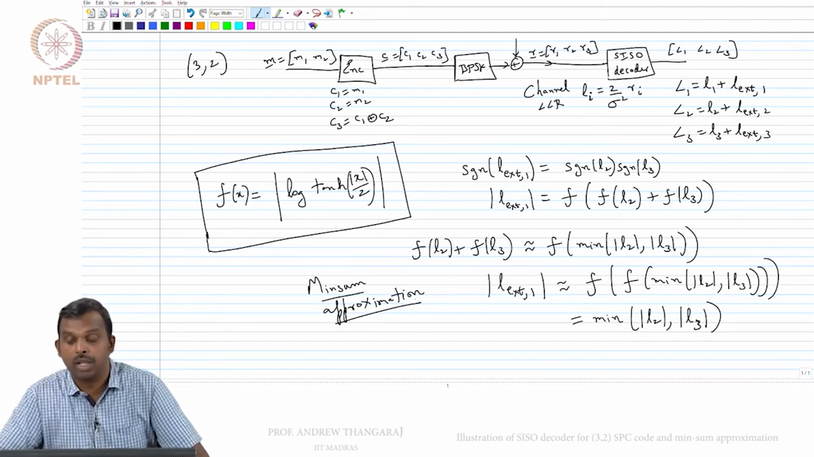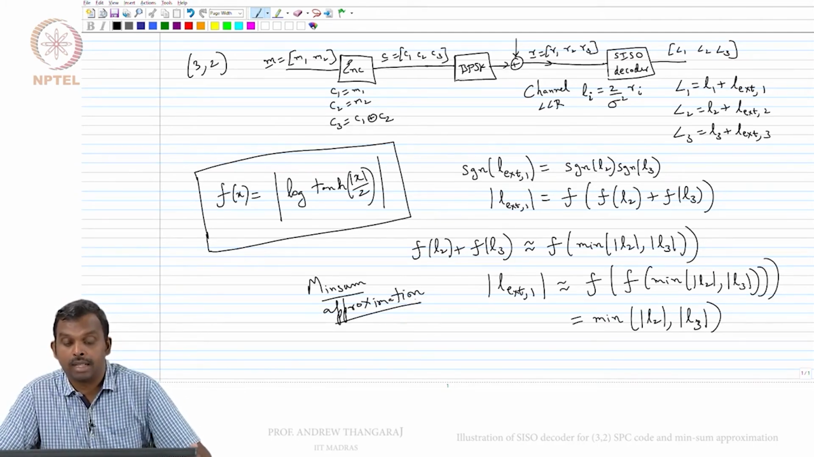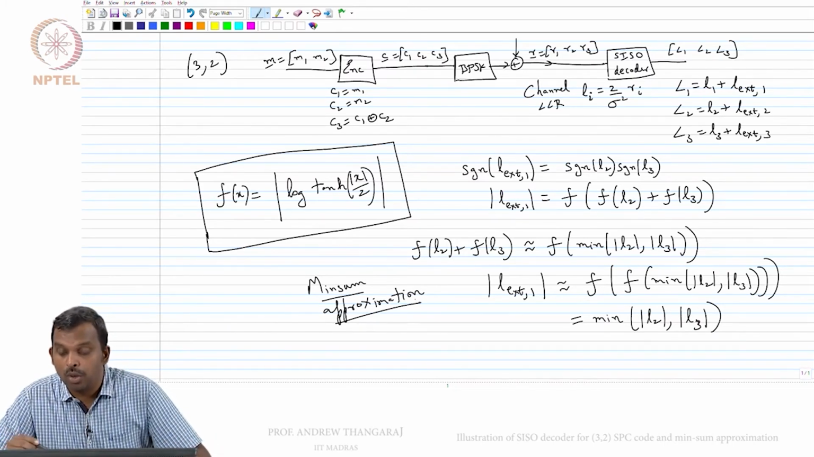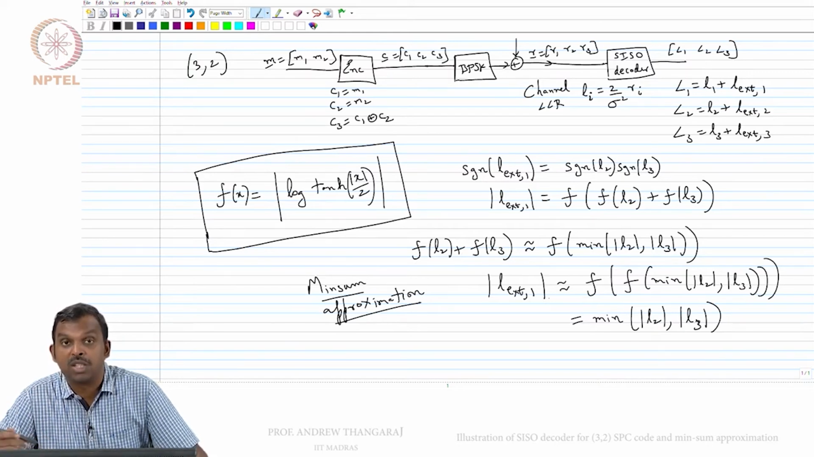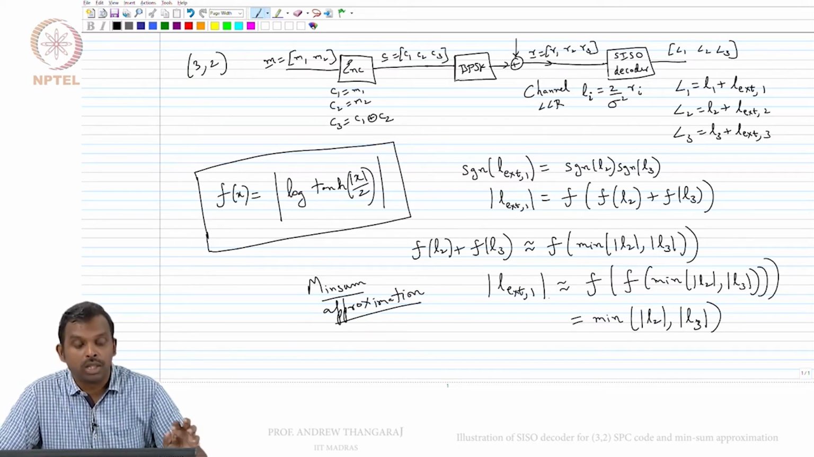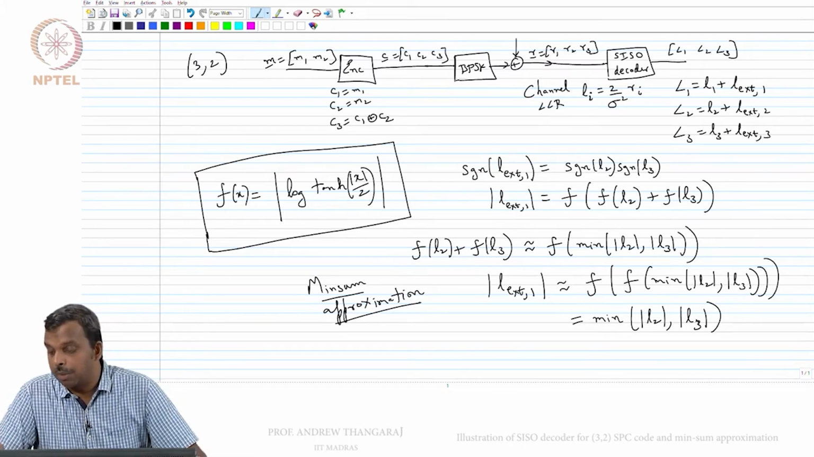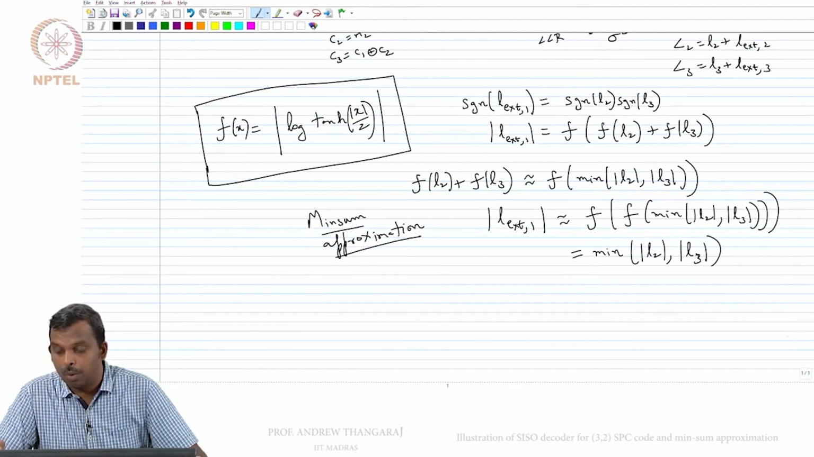extrinsic calculation. Okay, instead of looking at log, tan, hyperbolic and all of that, we can simply look at the minimum of those two values. So, if you want to do f of L2 plus f of L3, you look at the min of L2, L3, okay, and then simply take that as the Lx1. Okay, so it's a much simpler calculation than doing the nonlinear log, tan, hyperbolic and all that. Okay, simply minimum of absolute value of L2 and absolute value of L3. Okay, so this min sum approximation is quite popular.